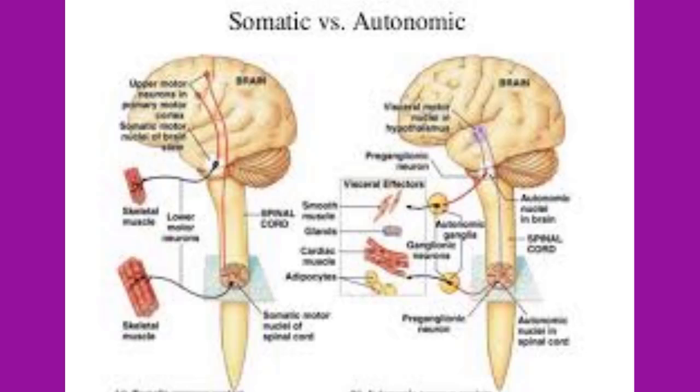The two divisions of the autonomic nervous system are the sympathetic division and the parasympathetic division. The sympathetic system is associated with the fight or flight response, and the parasympathetic activity is referred to as the epithet of rest and digest. Homeostasis is the balance between the two systems.